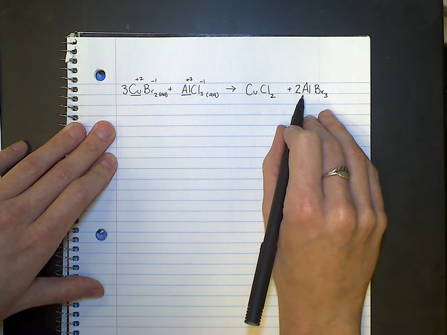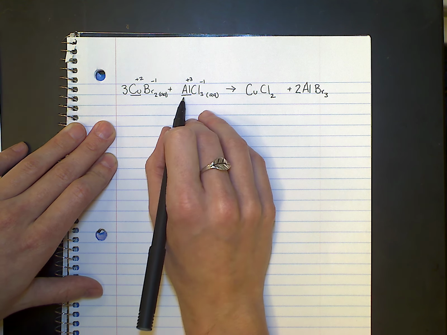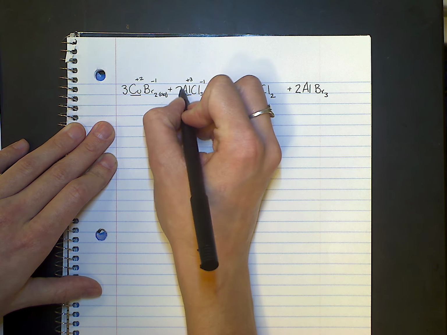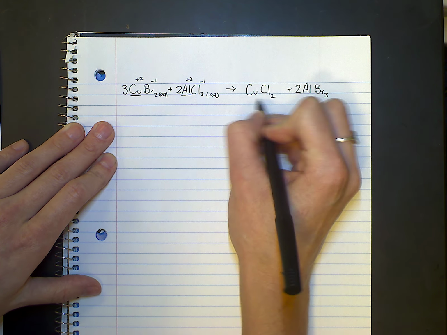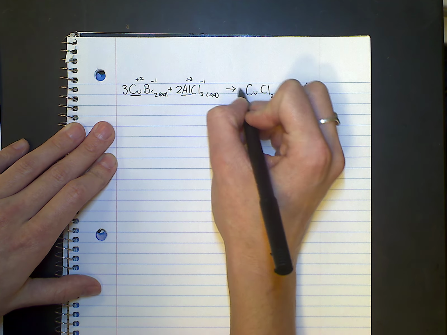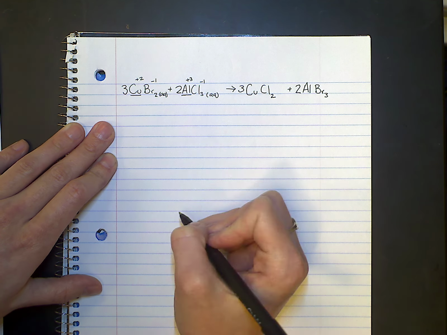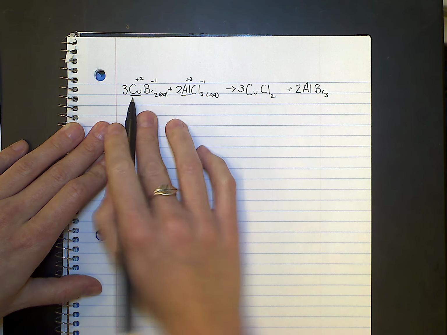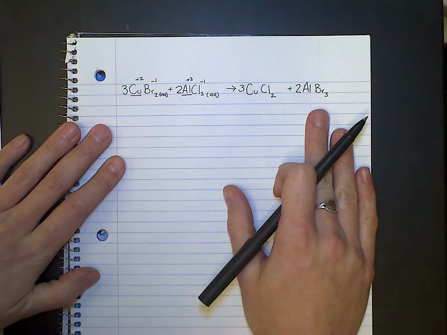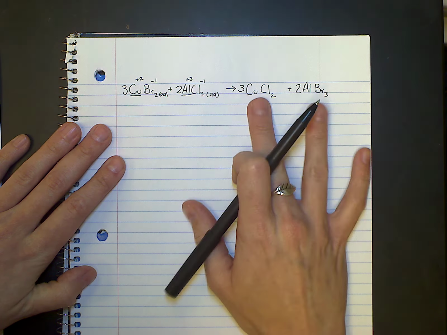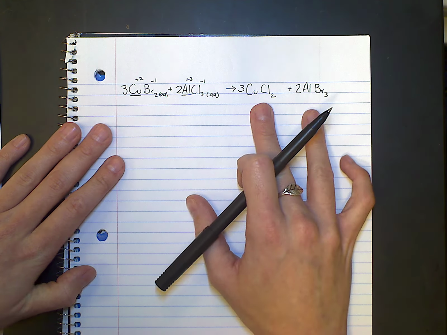However, now I have 2 aluminums and only 1 aluminum over here, so I'm going to put a 2 in front of this guy. That also changes my chlorines. Now I have 6 chlorines, and so to give me 6 chlorines over here, I'm going to put a 3 there, and now I've got also 3 coppers and 3 coppers. Everything else balances out. So the last step is to assign if things are going to be solid or aqueous.